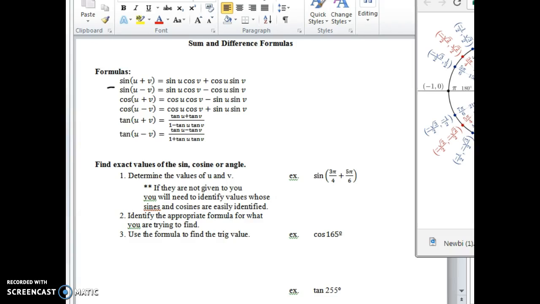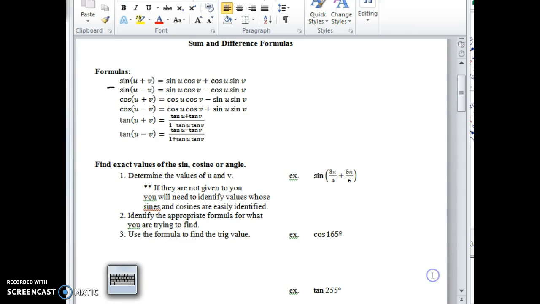Welcome to the notes on the sum and difference formulas. So again, on your notes page, you'll note that there are formulas up here, all the ones that you need. So the first part of the notes is to find the exact value of sine, cosine, or tangent of an angle. First, you have to determine the values of u and v. Then, if you're not given those, you need to identify values whose sines and cosines are easily identifiable. And then you plug into the formula and find the trig values.